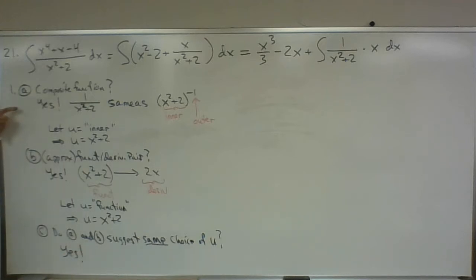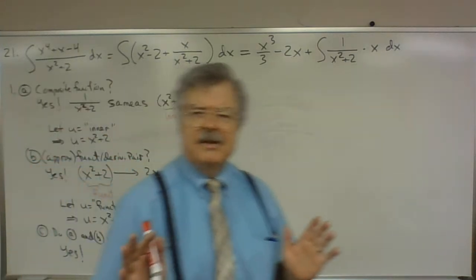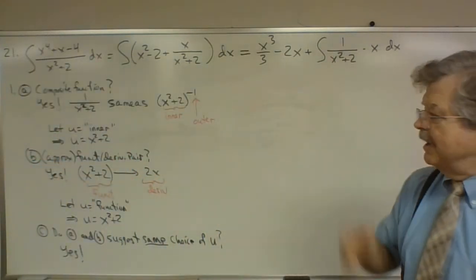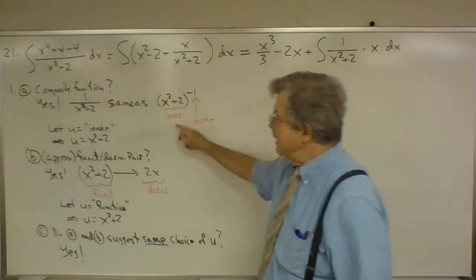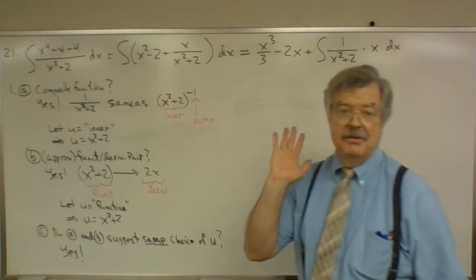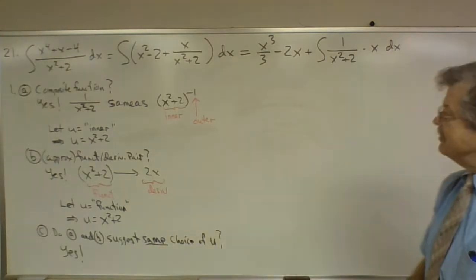So in criteria A, B, and C, if we get yes for each of these, u-substitution is a cinch. It's definitely the way to go. And we answered yes to all three questions, so let the good times roll, right?